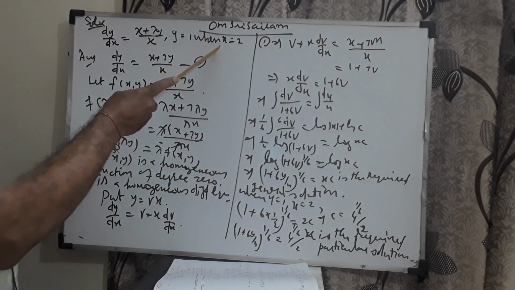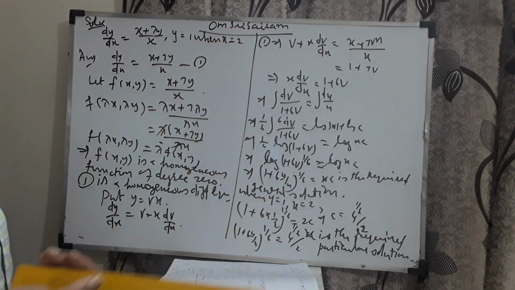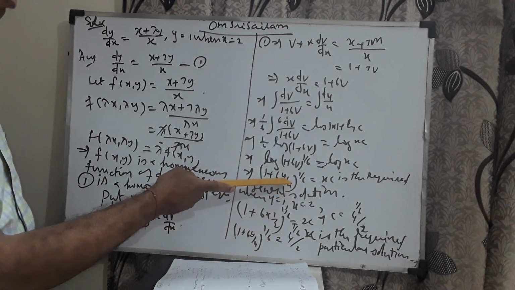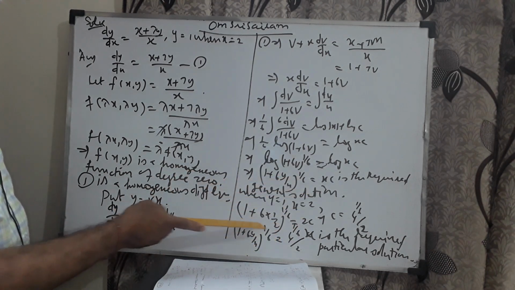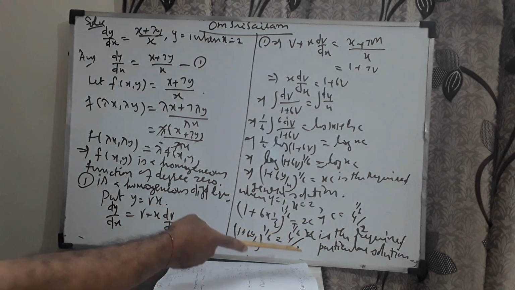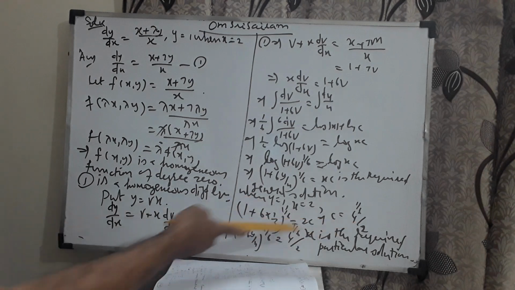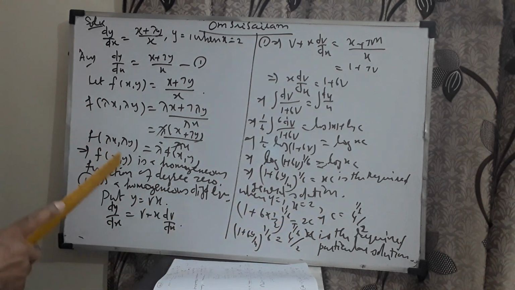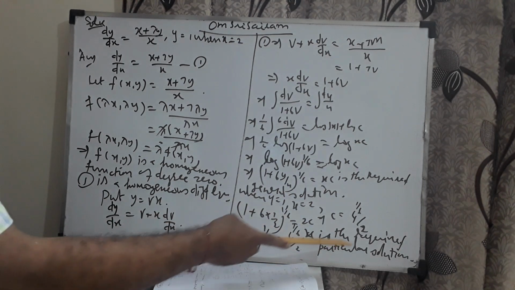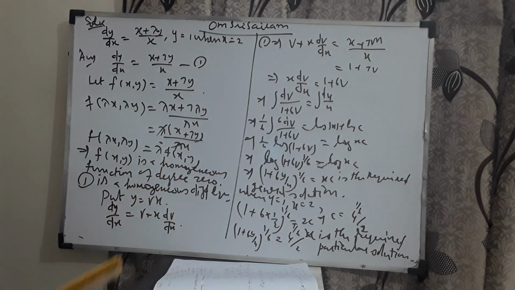Then come to the condition here. When x equal to 2, y equal to 1, or when y equal to 1, x equal to 2. Either way you can write. 1 plus 6 into 1 by 2. Replace y by 1, x by 2. 6 by 2 is nothing but 3. 1 plus 3 is 4. Therefore c now becomes 4 power 1 by 6 by 2. X is replaced by 2 in LHS as well as in RHS. Y is replaced by 1 in LHS. Therefore (1 plus 6 y by x) whole power 1 by 6 equal to 4 power 1 by 6 by 2 into x is the required particular solution.